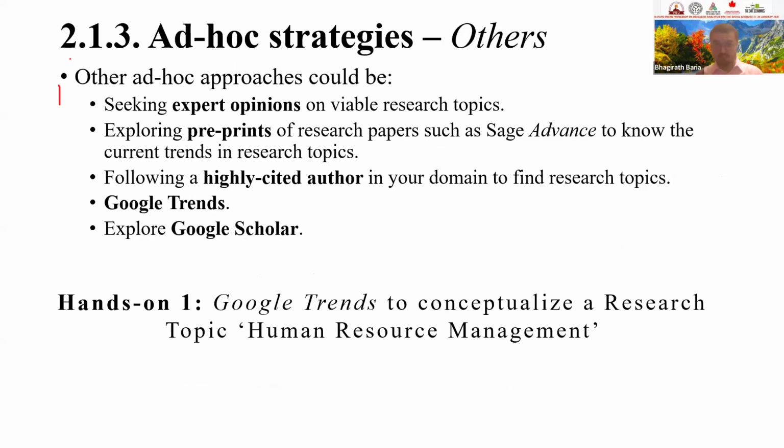As I said, you can go for expert opinion. One very interesting way that I have found, which I have used for developing my own research topics, is to go for preprints. Big publishers like Routledge, Springer, Sage have preprints where people put up their research papers which are not published but work in progress.